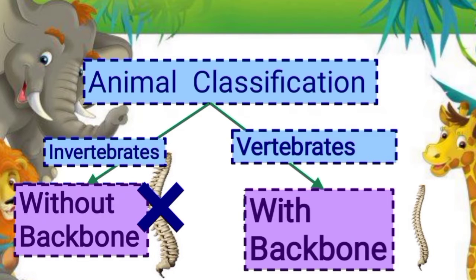Now let's understand animal classification based on the absence or presence of a backbone. Humans like you can move because your body is supported by an internal skeleton which works as a support structure for your body. It gives the body its shape and allows movement. But not all animals walk and run around like humans.